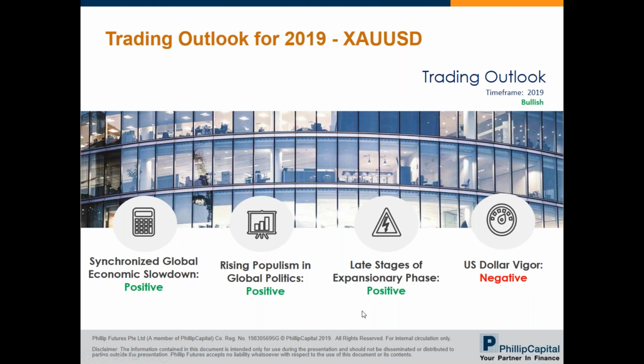So the third point, of course, late stages of the expansionary phase. We are in the later stages of the bull market. We have seen the yield curves starting to invert, or maybe flatten, if I may. So all this is likely to be positive, as the markets consider all the emergent risks, both market and structural. But what is likely going to impede a very sharp climb this year, I feel, is that the US dollar is likely to remain vigorous.